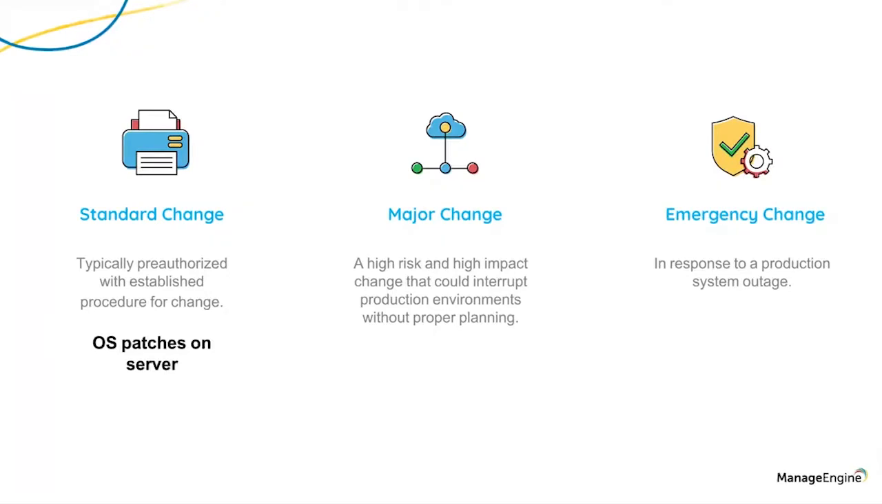While a major change is a high risk and a high impact change, meaning that if you don't plan a major change properly, you will end up affecting your production environments. And for that, an example would be infrastructure migration, or when you migrate from on premises to cloud applications, or when you're upgrading the infrastructure in your organization, those constitute a major change.